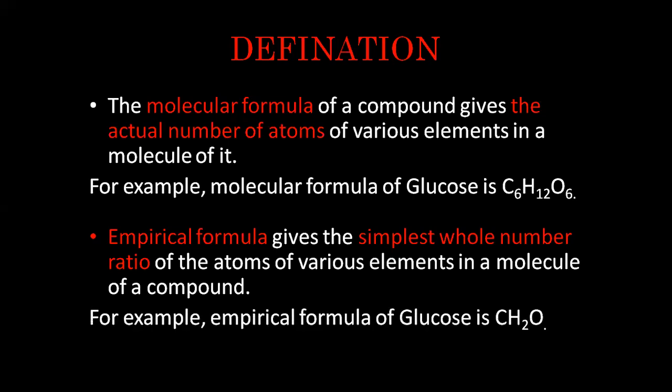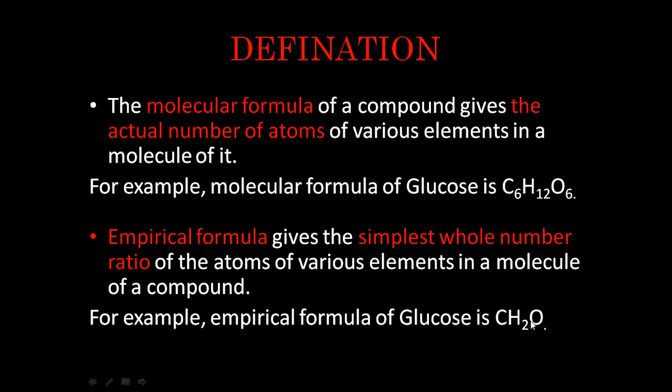For example, if we take the empirical formula of glucose, we have to make it a simplest whole number ratio. The glucose formula is C6H12O6. If I want to make it the simplest ratio, what I need to do is take 6 common. So what I'll get is C, H2, and O. I'm taking 6 common, so what I'll get is CH2O. That is the simplest ratio. So the empirical formula of glucose is CH2O.